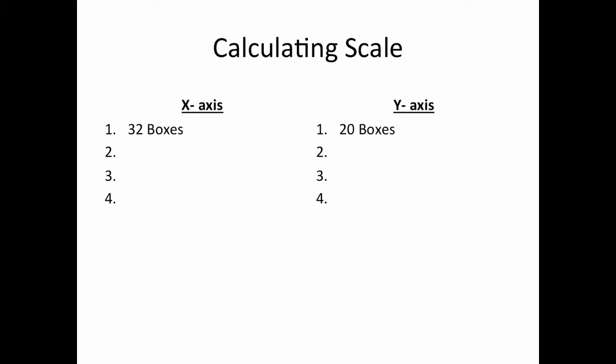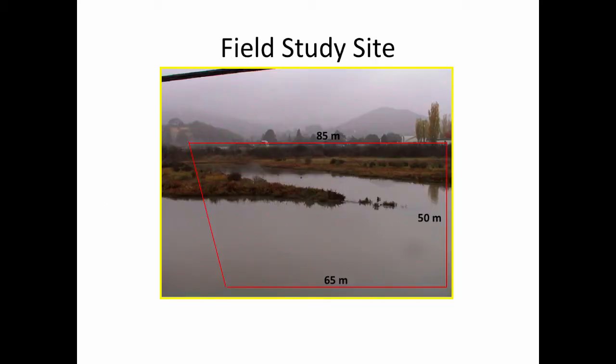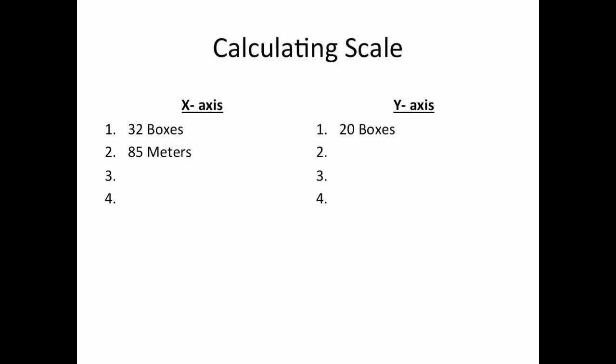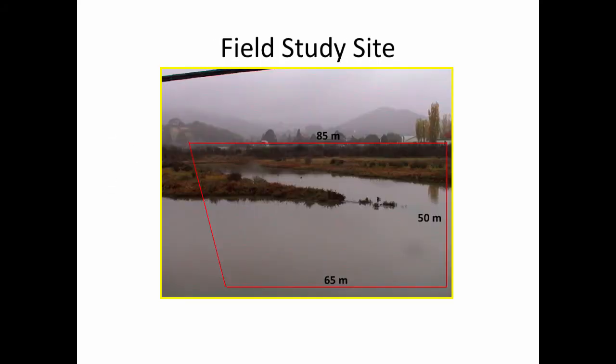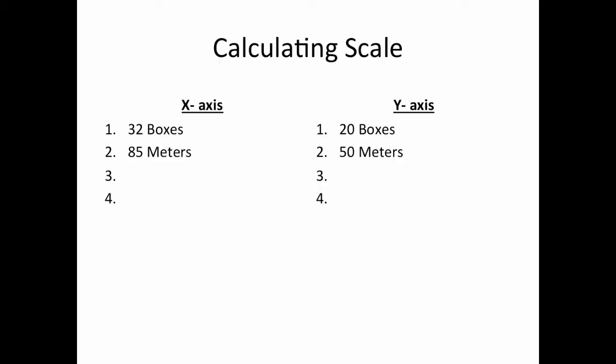Next, we will need to find our largest dimension for both the x and y direction. Looking back to the picture of our field study site, what is the biggest length that you see in the x direction? It's this length here, 85 meters. Write this in step 2 for the x scale calculation. What about in the y direction? What's the largest dimension here? The largest dimension is going to be 50 meters on the right hand side here. So let's write that for step 2 in our y column.